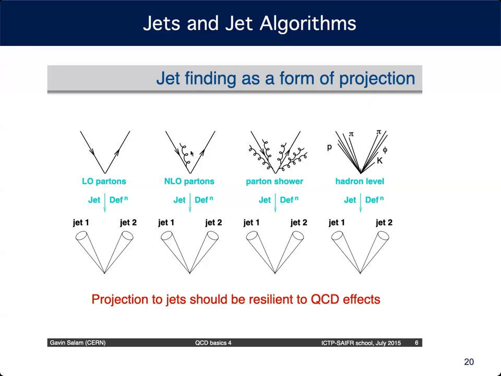It also needs to be resilient to a bunch of different gluons that are going to be radiating. And it also should be defined at the shower level, and it also should be defined at the hadron level after you've fragmented. So this gets to be a little bit challenging.